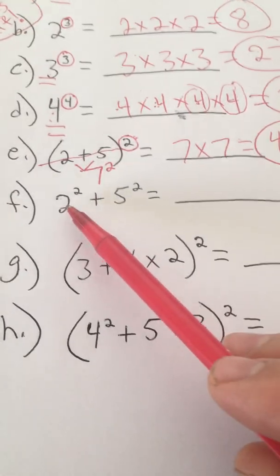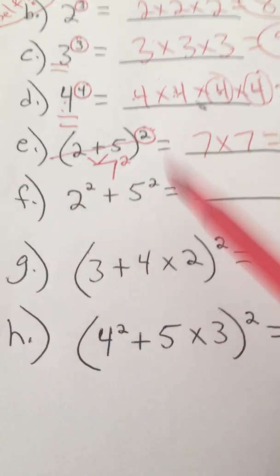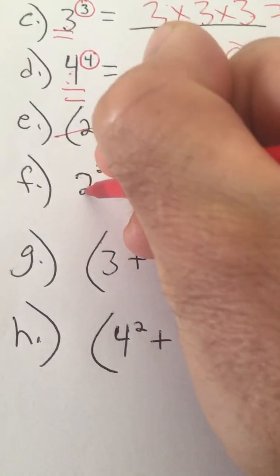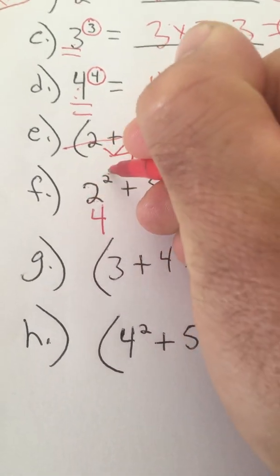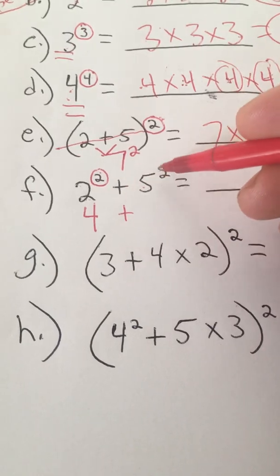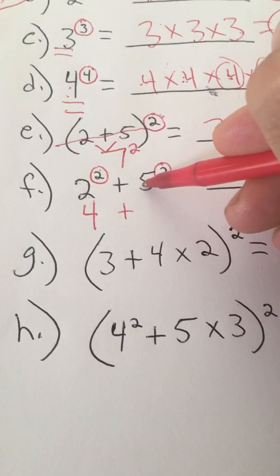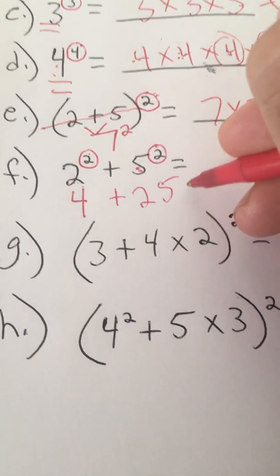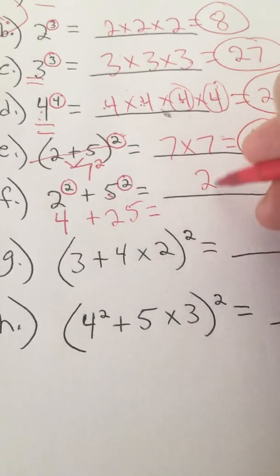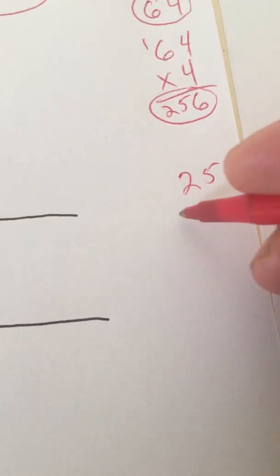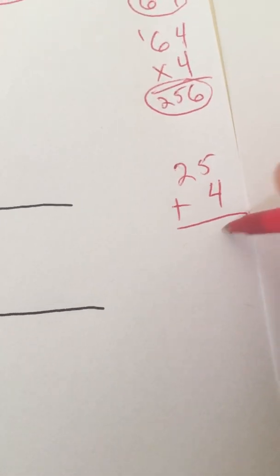Okay, now we're going to do each exponent. Then we're going to add them after. There's no parentheses, so we're going to do 2 squared, which is 2 times 2, the base number times itself 2 times. 2 times 2 is 4. Plus 5 times itself 2 times. 5 times 5 is 25. 4 plus 25 equals 29. All right, if you do 25 plus 4 more ones, we have 29.